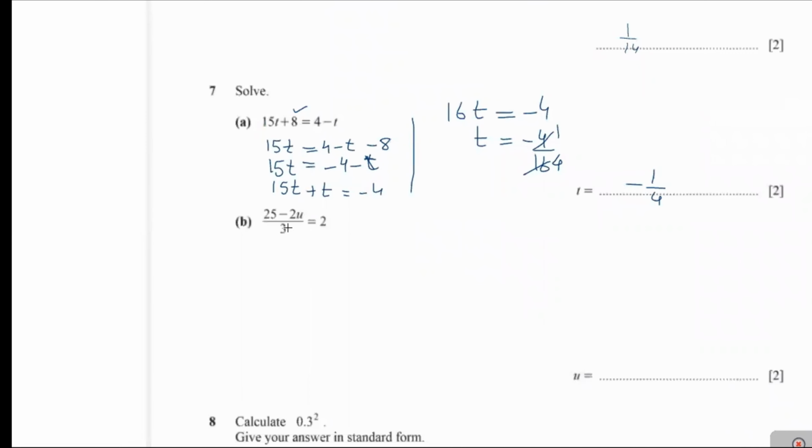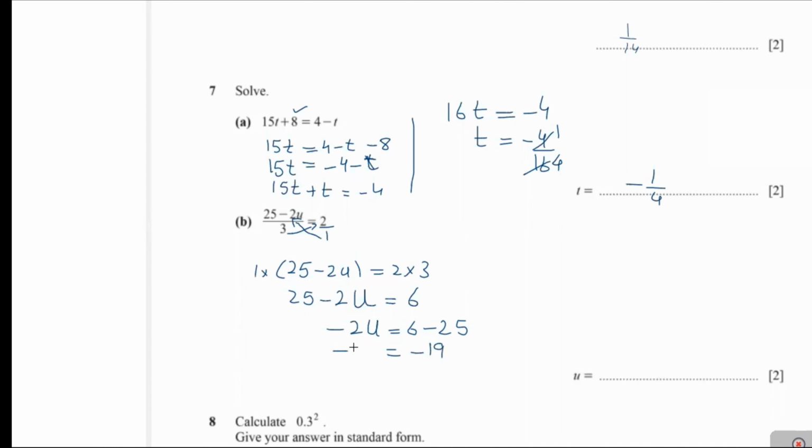Next is part b: 25 minus 2u over 3 equals 2. Now, to simplify this, we cross multiply 3 to 2 and 1 multiplies the left side expression. Now we get 1 multiplied by 25 minus 2u equals 2 multiplied by 3. Now we get 25 minus 2u equals 6. Therefore, minus 2u equals 6 minus 25. We shift the plus 25 from the left to the right side. We get minus 19. Therefore, u will be equal to minus 19 over minus 2. Now that becomes 2 times 9 is 18, 1 is the remainder. Now we write 9 and 1 over 2 is the answer.